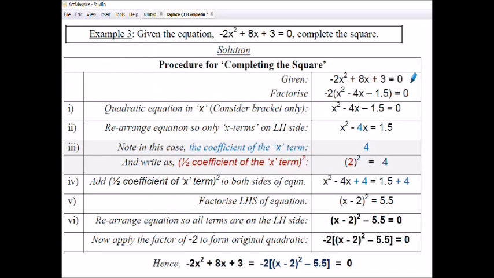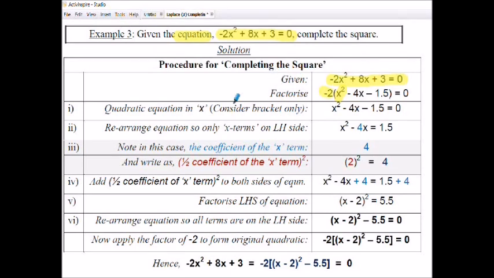Final example, I will look at example 3, very similar to the previous example. We're given an equation here, minus 2x squared plus 8x plus 3 equals 0. I'm going to use the completing the square method again for this equation. Again, I'm going to factorize it. In this case, 2 is the highest common factor I'm going to use here to get my x squared term. I must have an x squared term here, so I'm going to take minus 2 outside this time.